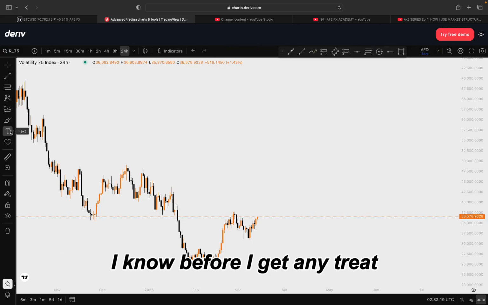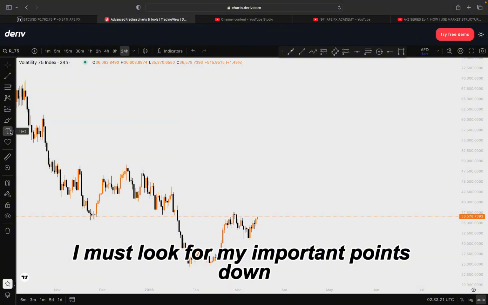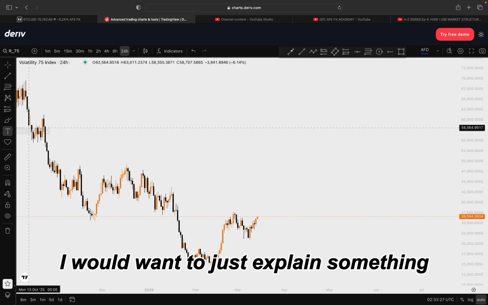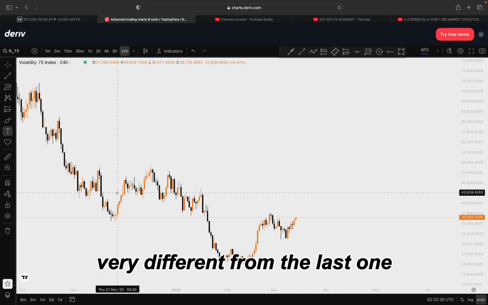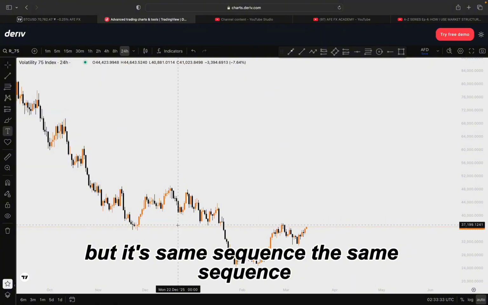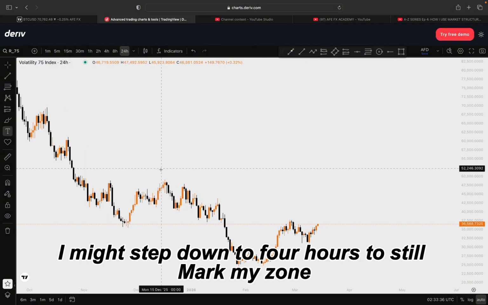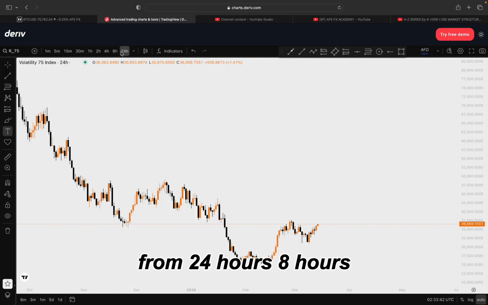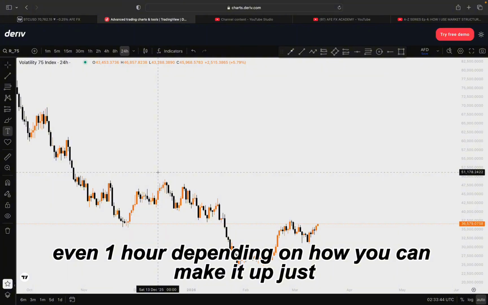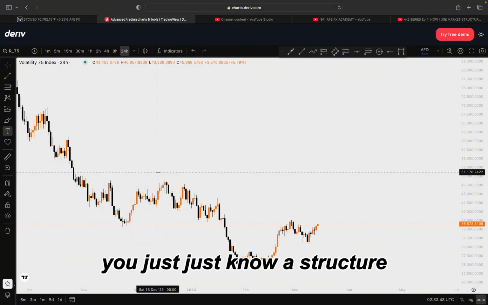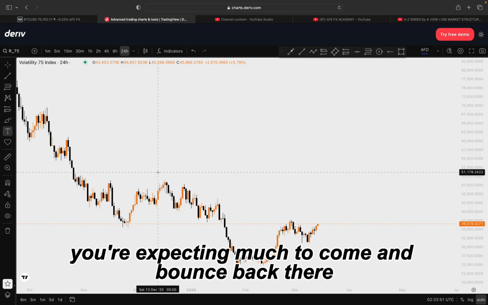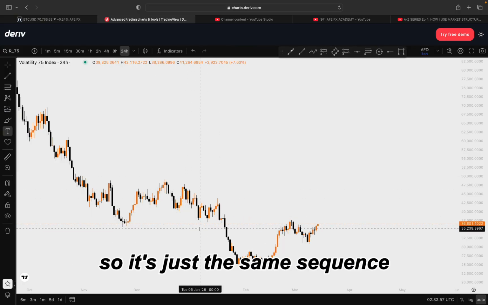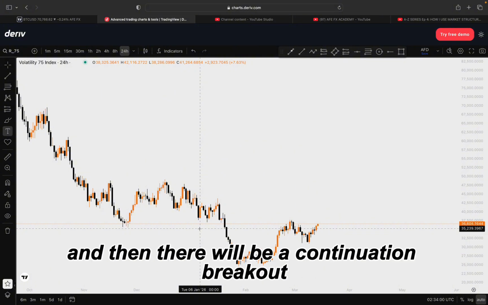I know before I take any trade, I must look for my important points, down my zones that I'm actually interested in. Now I want to explain something, and I might do something very different from the last one, but it's the same sequence. I might step down to 4 hours to still mark my zones, because we can mark our zones from 24 hours, 8 hours, 4 hours, 2 hours, even 1 hour, depending on what you can make use of. Just know a structure. Once there's a break of a previous point, you're expecting the market to come and bounce back there and then continue in the opposite direction. So it's just the same sequence. After a break of structure, there will be a pullback and then there will be a continuation.